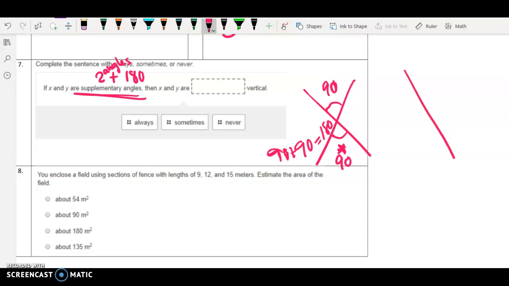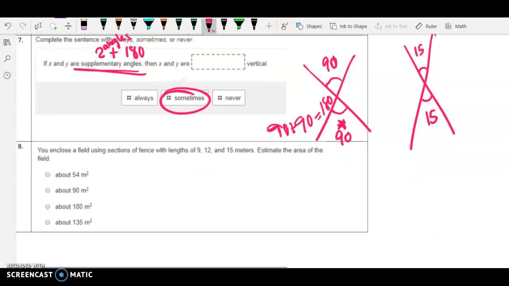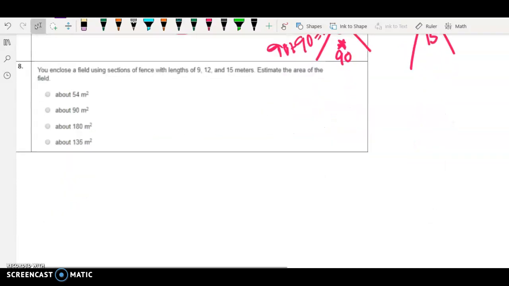But what if I had something that looked like this and this was 15 degrees? That means this would be 15 degrees. So those wouldn't add up to 180. So it's not all the time that they're 180, it's just sometimes they're 180. So you're just trying to figure out if you can find an example that would give you always, sometimes, or never.